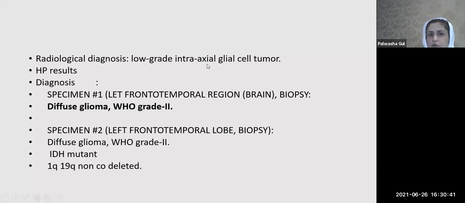Radiological diagnosis, we gave low-grade intra-axial glial cell tumor. The histopathology came as diffuse glioma, WHO grade 2, IDH mutant, 1p19q non-co-deleted, which basically means that you are dealing with a glioma or an astrocytoma and not with an oligodendroglioma, okay?